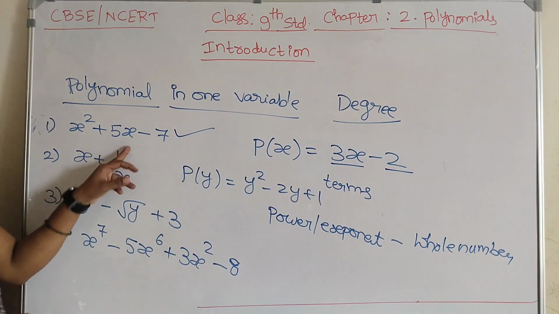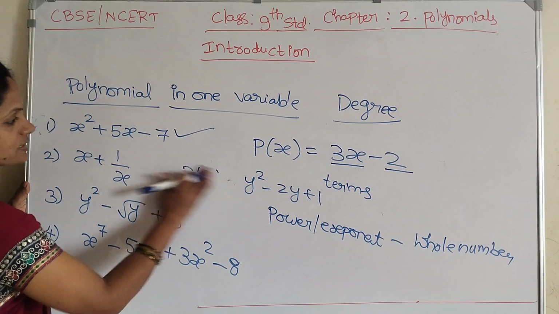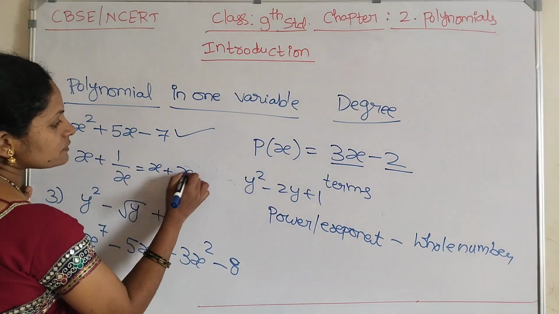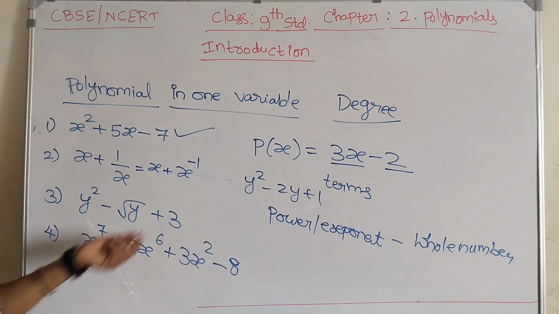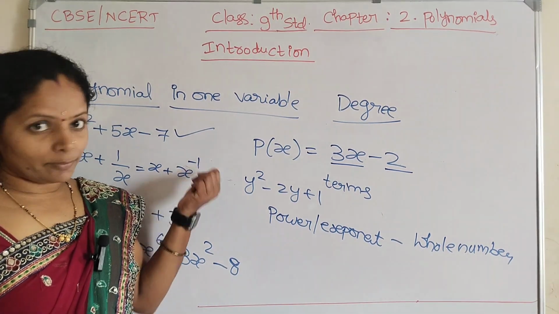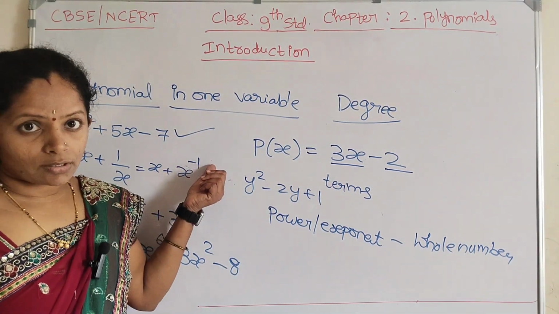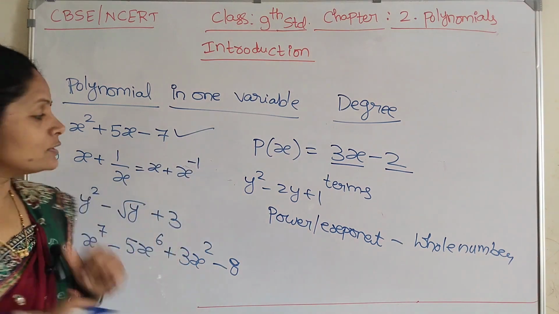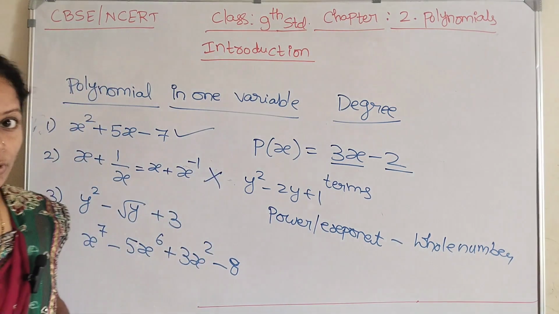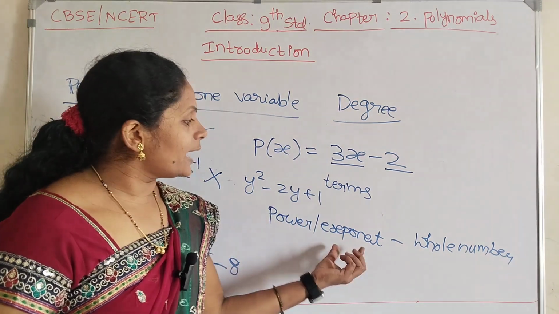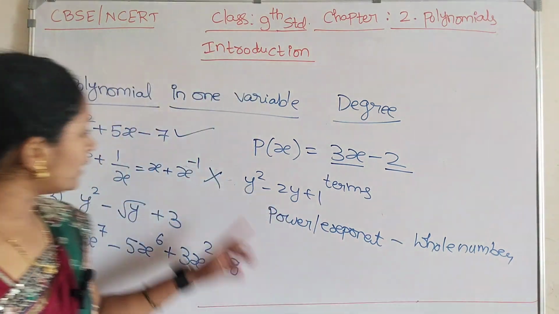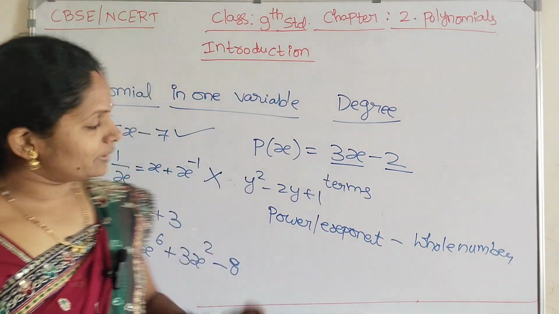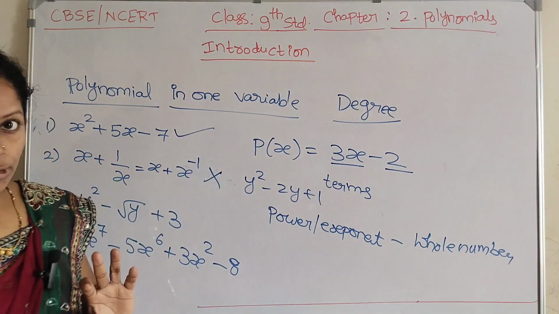Next, x plus 1 by x. We can write this as x plus x inverse. You can see here the power is minus 1, right? Is it a polynomial? Of course it is not a polynomial, because as I told you, the power or exponent should be a whole number. But minus 1 won't come in the whole numbers. That's why it is not a polynomial.